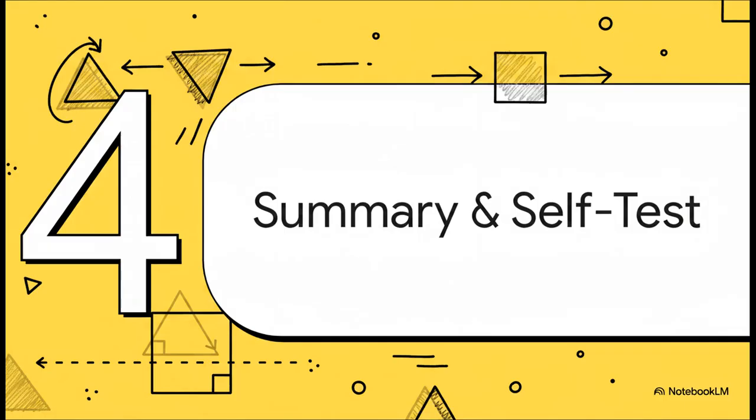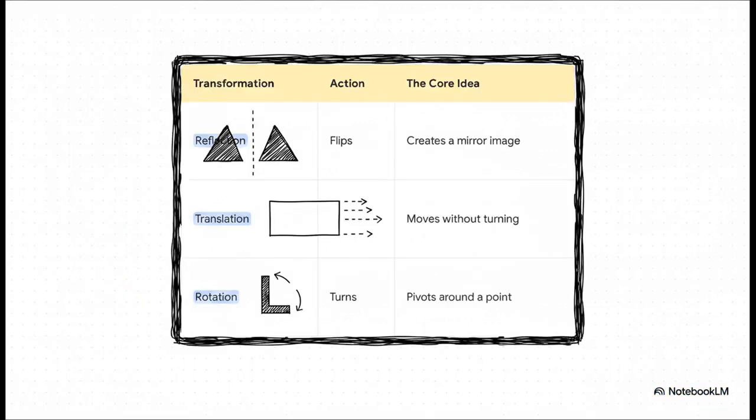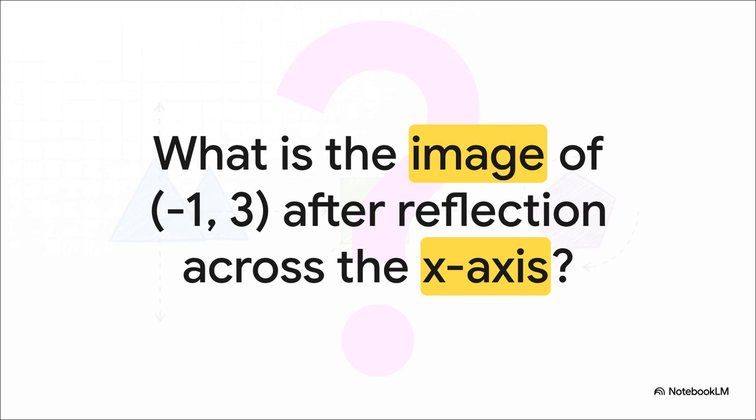Phew! Okay, I know that was a lot of information. So let's lock it all in with a quick summary, and then it's time to put your new skills to the test. So let's boil it all down. Reflection, that's a flip. Translation, a slide. And rotation, a turn. Each one moves a shape in its own unique way, but they all follow these precise, predictable rules. All right, ready for your first challenge?